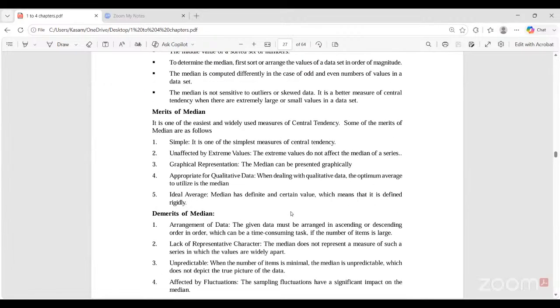Merits of the median. It is one of the easiest and most widely used measures of central tendency. Some of the merits of the median are as follows. Simple: it is one of the simplest measures of central tendency. Unaffected by extreme values: the extreme values do not affect the median of the series. Graphical representation: it can be presented graphically. Appropriate for qualitative data and ideal. There are demerits also.